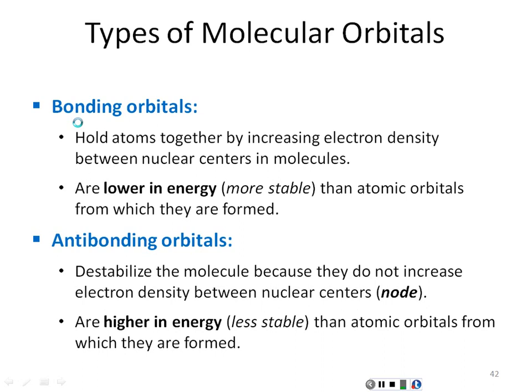The opposite of this is an anti-bonding orbital, and these destabilize the molecule because they don't increase electron density between the nuclear centers. They actually create a node between the two centers. An anti-bonding molecular orbital is higher in energy and thus less stable than the atomic orbitals from which it is formed.